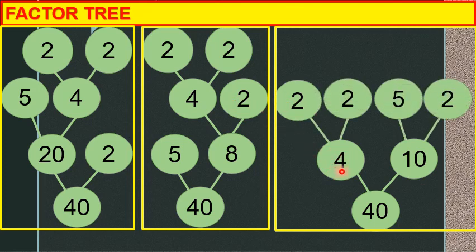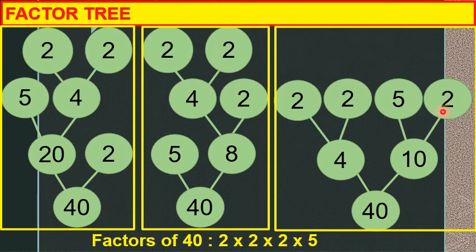Now in the same way, consider this 4. 2 2s give 4 and 5 2s give 10. Now 2, 2 and 5, 2. They all are leaves because they cannot be further divided.